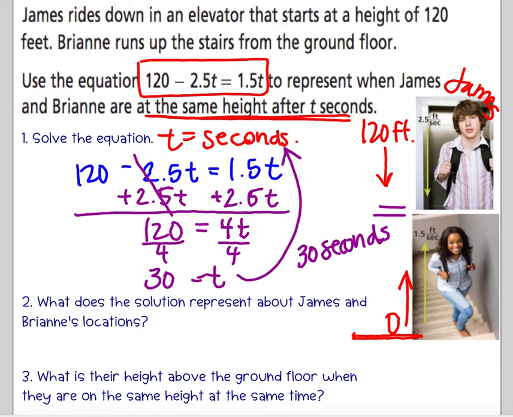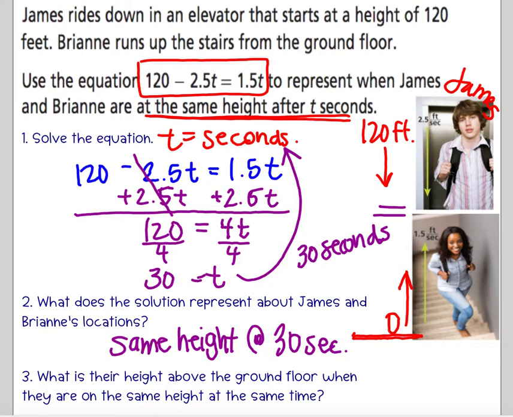So James goes down the elevator, Brianne goes up the stairs, and after 30 seconds, they're in the same spot. What does the solution represent about James and Brianne's location? They will be at the same height at 30 seconds. 30 seconds for them to meet up.